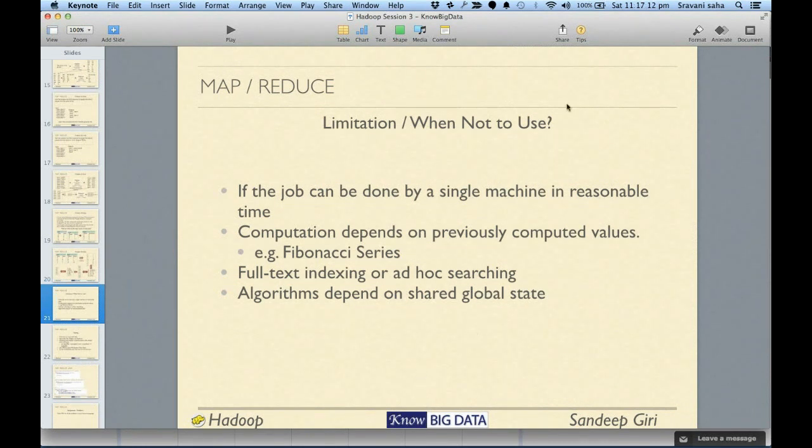Okay, so those are the limitations you should keep in mind, because I start seeing that a lot of people start thinking that they will do their normal work, which they were doing with a single computer, using MapReduce.